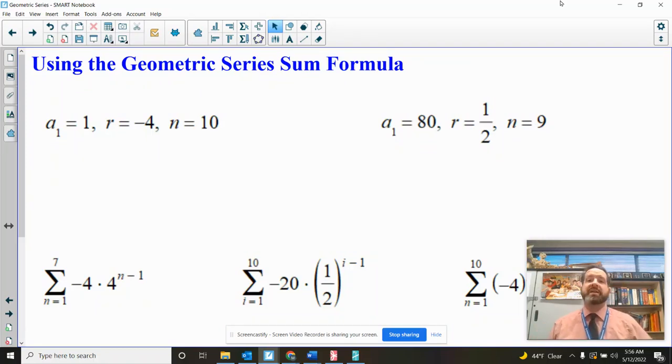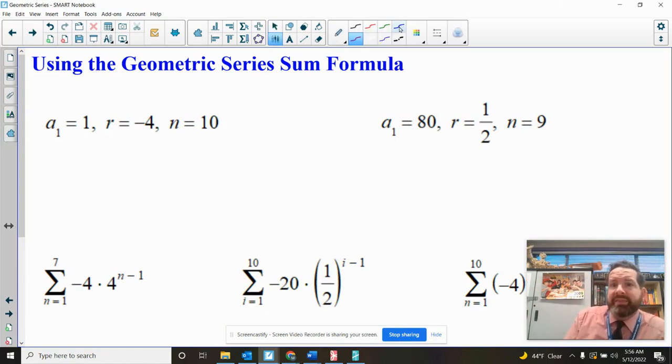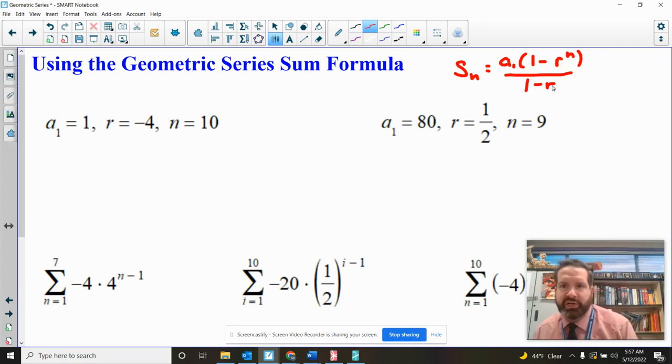We've developed a shortcut formula for finding these sums. Let's use it. It's all about putting the right things in the right spots. So just a reminder, the sum of the first n terms of a geometric series is the first term times 1 minus common ratio to the power of n over 1 minus common ratio. So if you're given that information, just plug it and chug it.